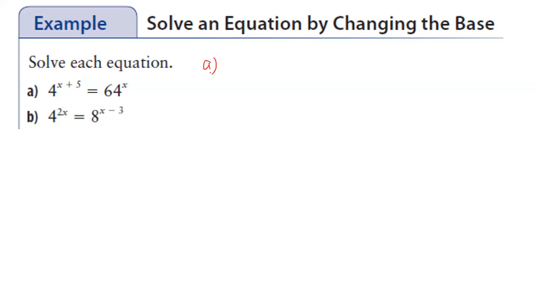Question A. In order to solve x, it's better to change the base to the same number, right? So note here, the left side is 4 raised to the sum of x plus 5. The right side can be rewritten as 4 to the power of 3, right? And then to the power of x. So this means 4 to the x plus 5 equals 4 to the 3x. So now the base numbers are the same.